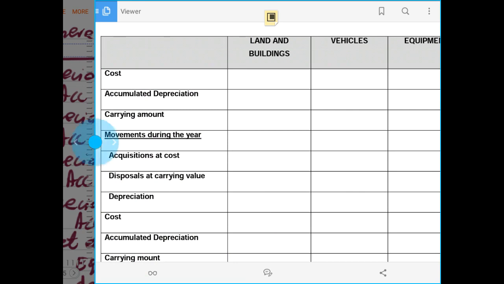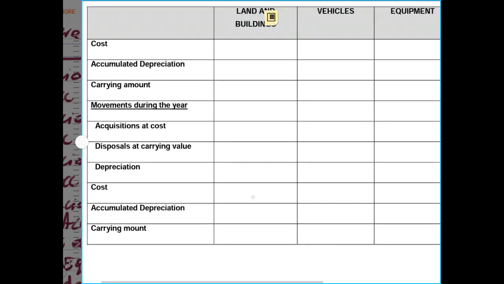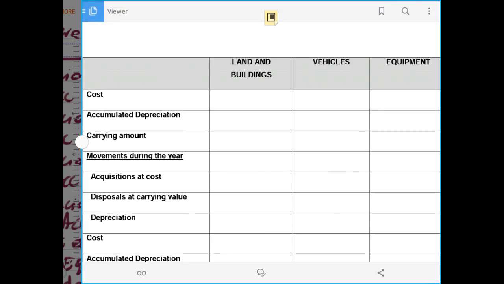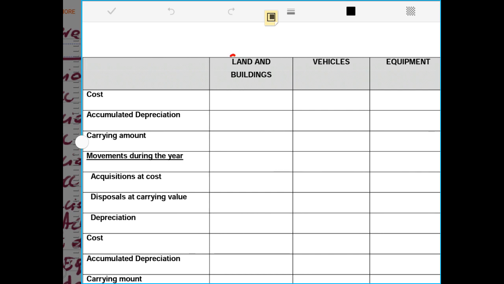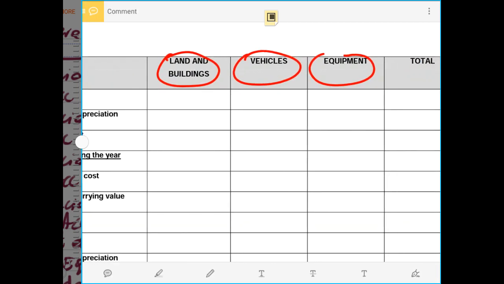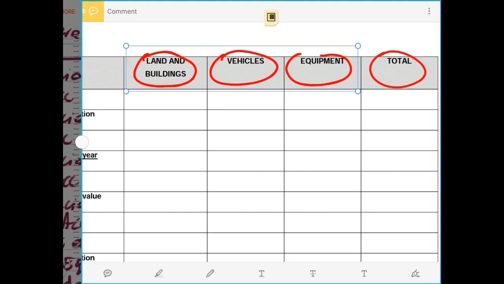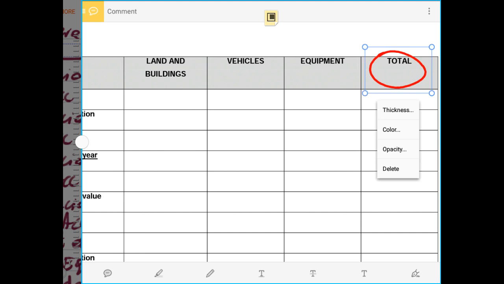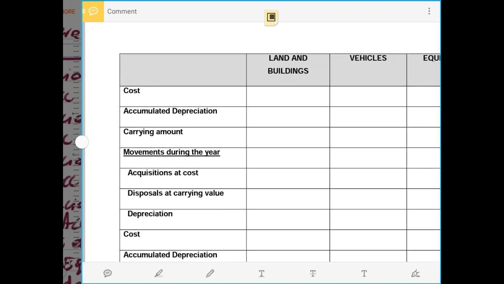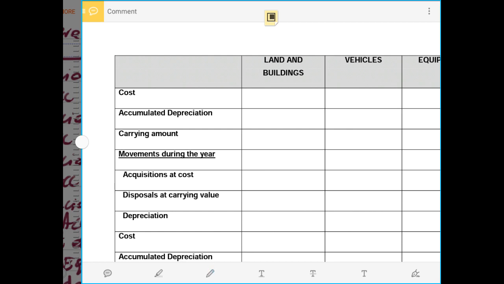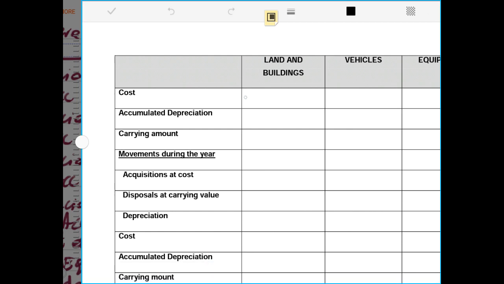Here is how the note must be expected to look like. So now I've already written all the assets that are affected by the note. We do have land and building, we do have vehicles, we do have equipment. Then after, you have to record the total for all the 3 assets. So now we are dealing with 3 assets, and I will be doing the note for the 3 assets. Remember, we start with the land, and we were told that the cost of the land was 100,000 rands, and they told us that land does not depreciate, so now it remains the same 100,000 rands.